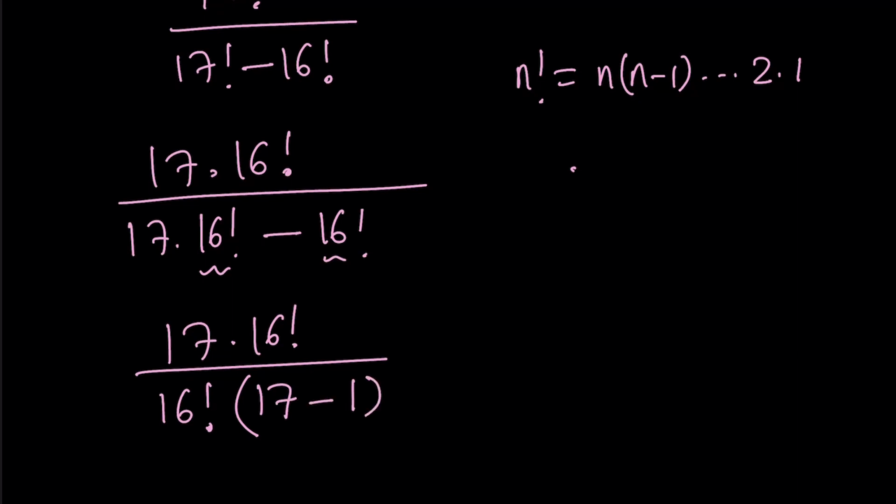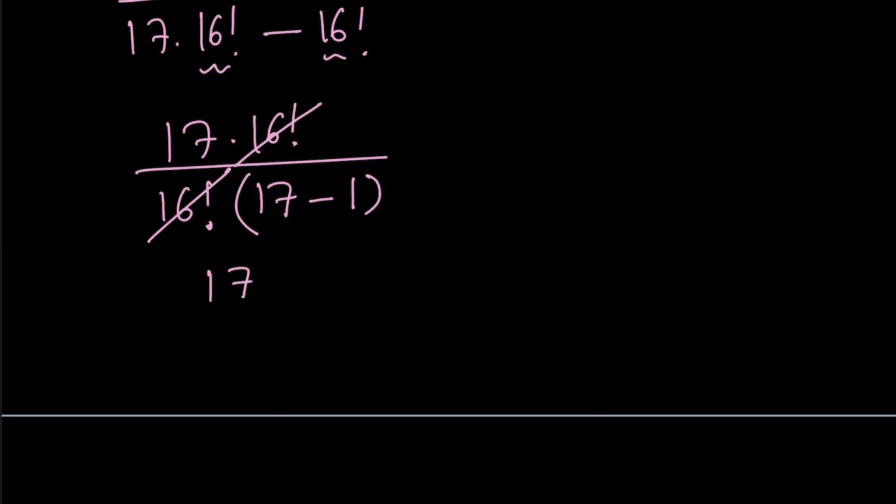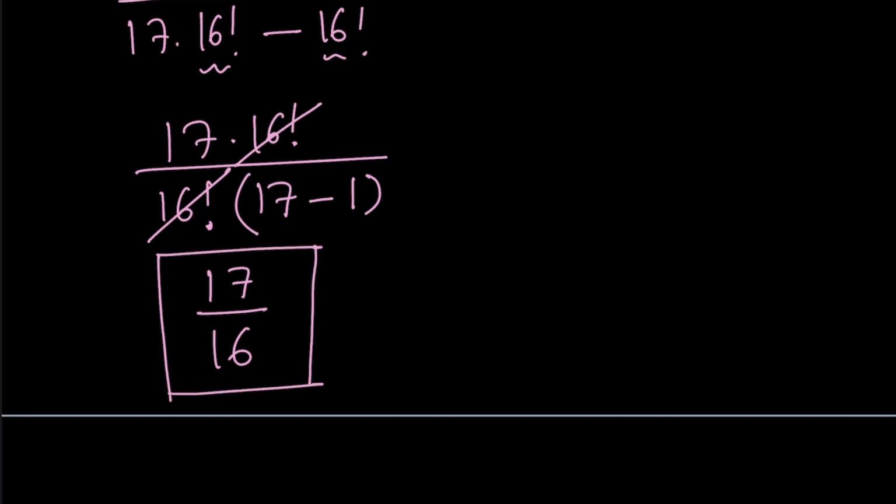Now, even though 16 factorial is a very large number, it is going to cancel out, leaving us with 17 over 16. You can also write it as 1 plus 1 over 16, or 1 and 1 over 16, doesn't matter. But this number is going to be slightly larger than 1.